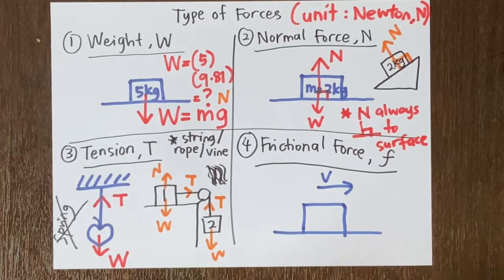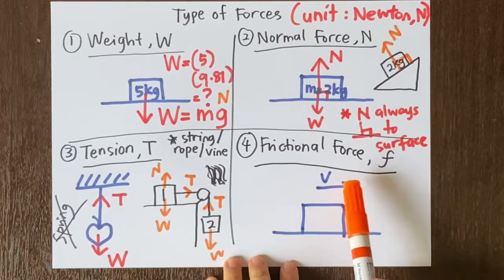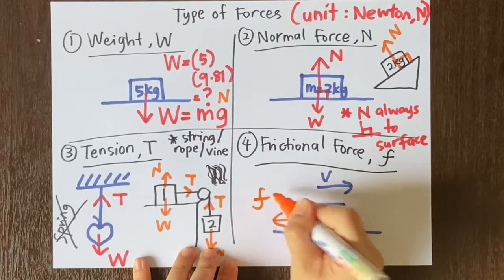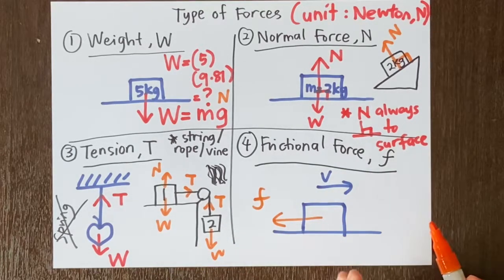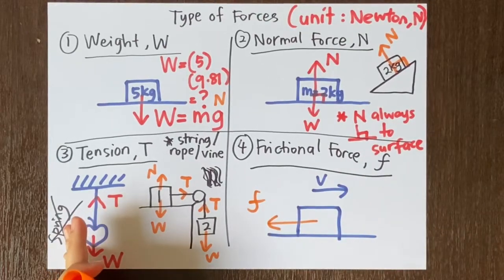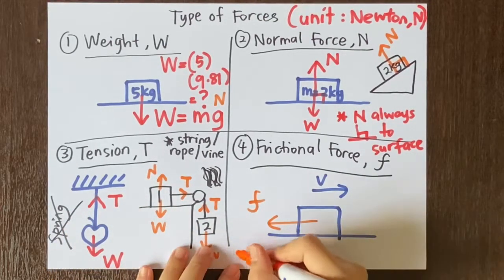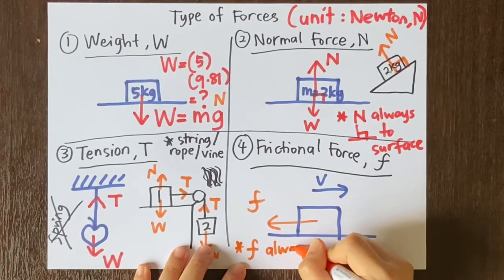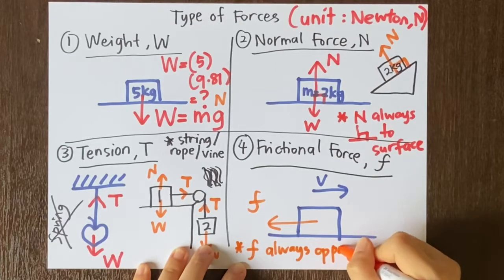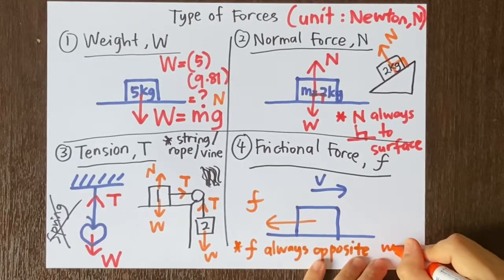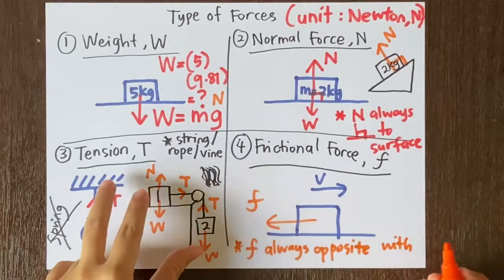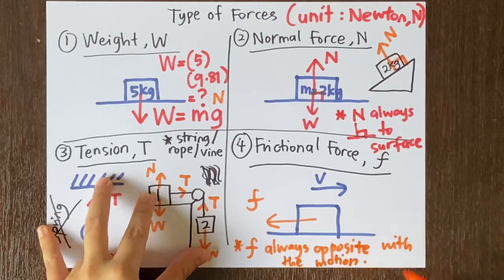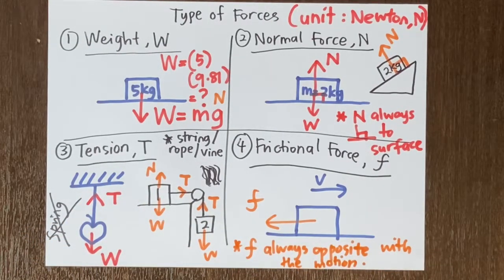Please remember, frictional force is always opposite to the motion. So if the motion is to the right, friction force will be to the left. If the motion is to the left, friction force will be to the right. Remember, friction force is always opposite to the motion.